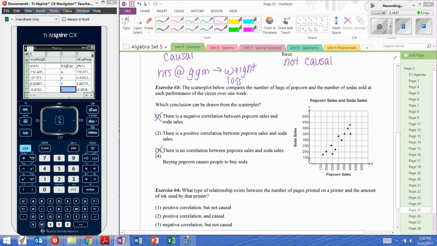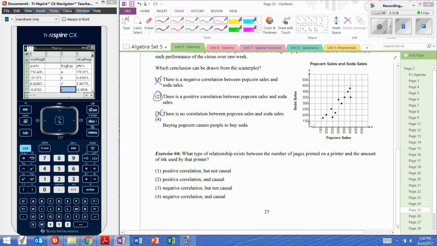Number 4, buying popcorn causes people to buy soda. I don't know if we can necessarily conclude that, because what if it was the other way around? What if you bought soda and that caused you to buy popcorn? We can't conclude that just from this scatter plot, but what we can conclude is that there is a correlation between the 2 values, but maybe one does not cause the other to happen, or we can't really conclude that.